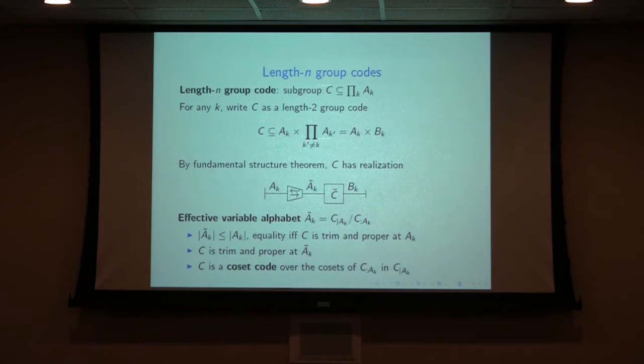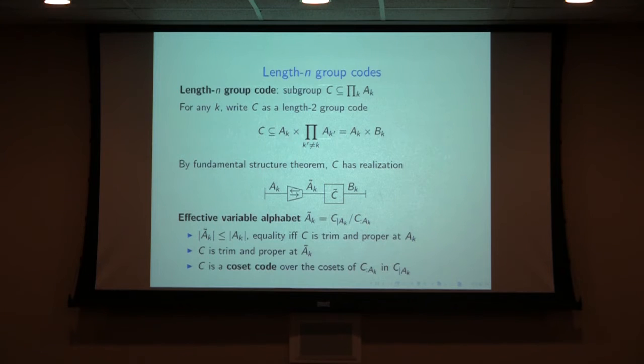Take a single symbol in a length n group code and apply this reduction to it. I will get a picture like this. In other words, I reduce the symbol A to an effective variable alphabet, A tilde, by reducing it to the quotient that I've talked about, and put that into the code instead. I can always do this in view of the structure theorem. This always has a size or a dimension less than or equal to the original one, and it's all I really need to go into the code.